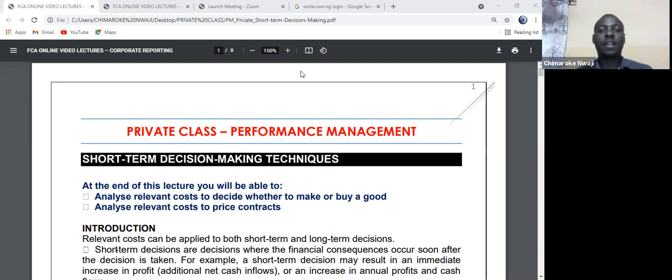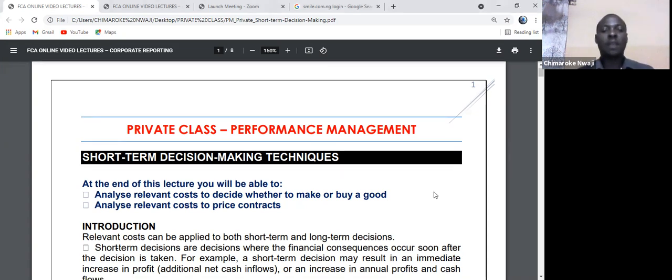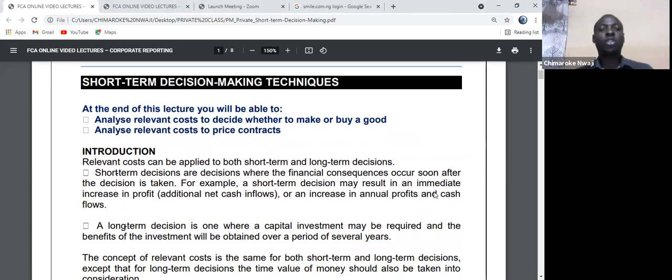All right. So let's start. This is performance management. And our topic for today is short-term decision-making techniques. At the end of this lecture, you will be able to analyze relevant costs to decide whether to make or buy a good, and you will also analyze relevant costs to price contracts.